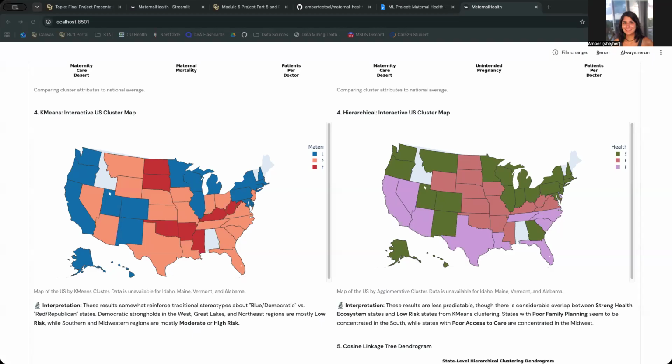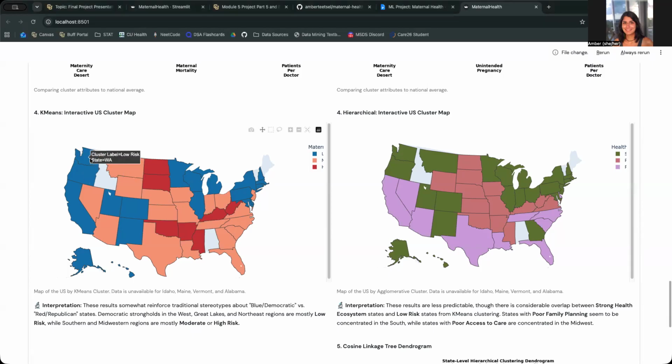Next, I moved on to modern geography. An important technical distinction here is that the unsupervised clustering models on this page were trained strictly on underlying health infrastructure metrics, so things like maternal mortality rates, the prevalence of maternity care deserts, and doctor-to-patient ratios, and the models had absolutely zero access to state policy laws. Despite that, look at how the clusters map out spatially across the United States.